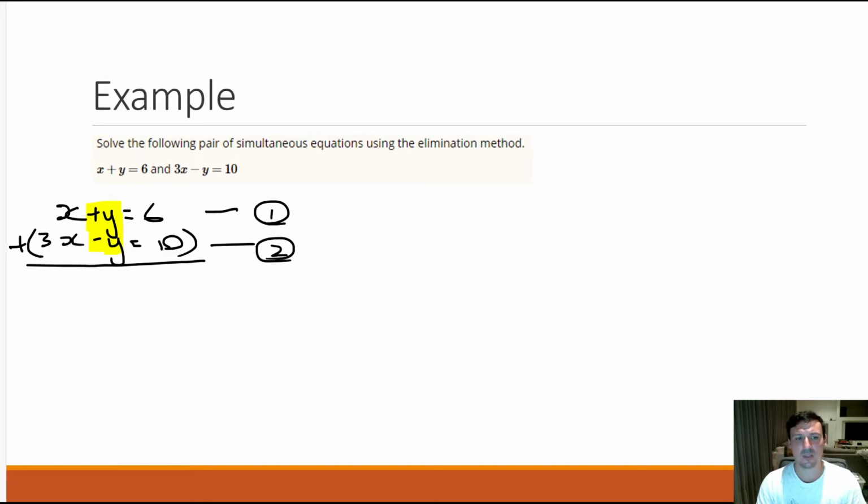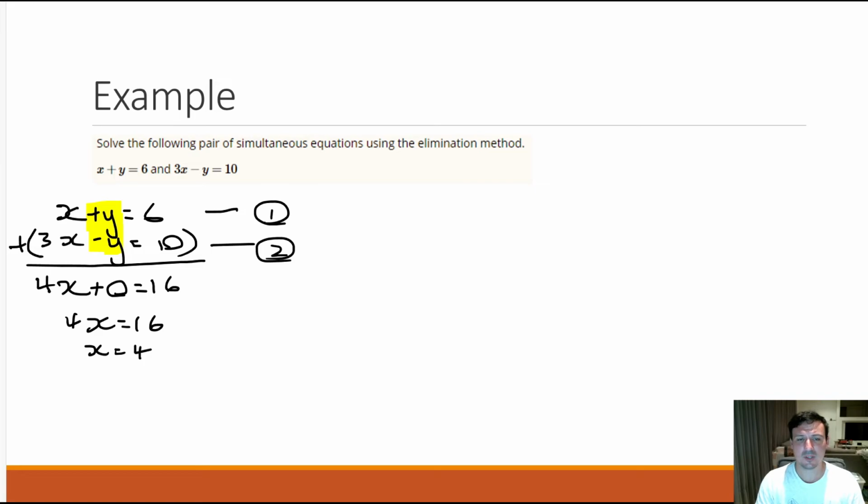So I'm going to go x plus 3x gives me 4x. y plus negative y gives me 0. And then 6 plus 10 gives me 16. So what I'm left with is 4x equals 16. So therefore x equals 4. The cool thing about the elimination method is that when we do eliminate, we usually end up with a rather simple equation to solve in order to get our first variable.